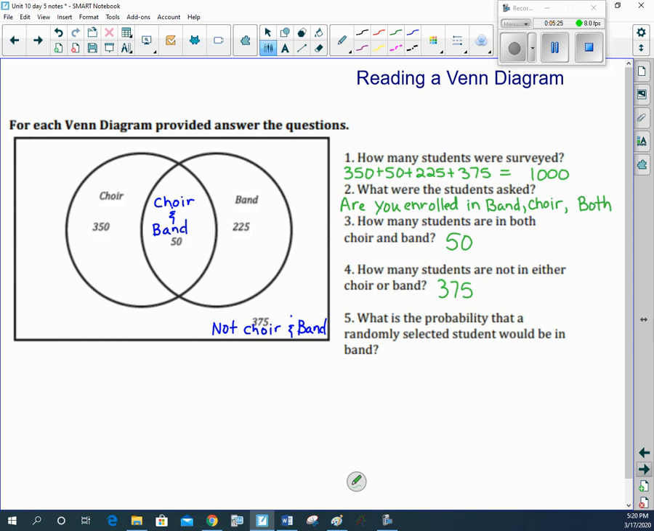And then what is the probability that a randomly selected student would be in band? So remember, you're going to want the total, so that's 1,000 students. And how many of them are in band? Now you have to do the whole circle, not just the 225 by the word band, but the whole circle, so 225 plus 50, so that's 275. So 0.275 or 27.5%.